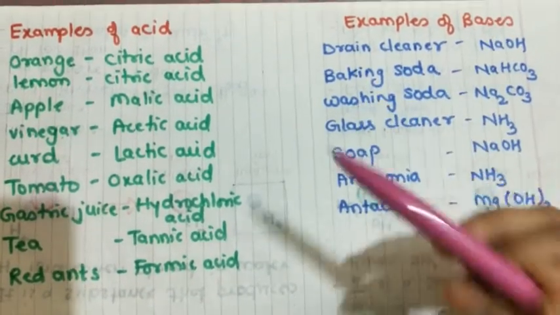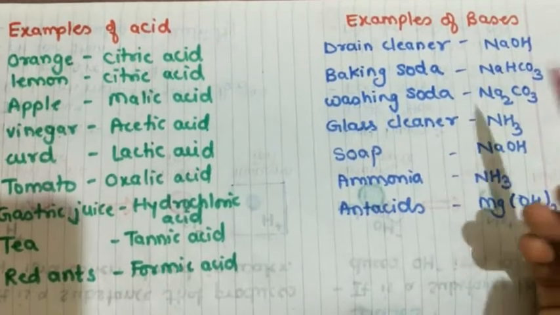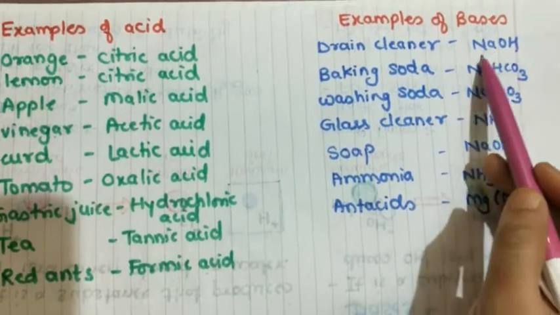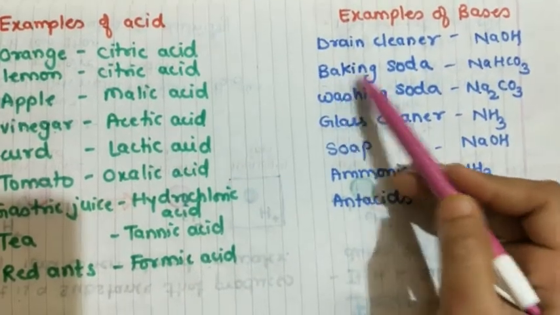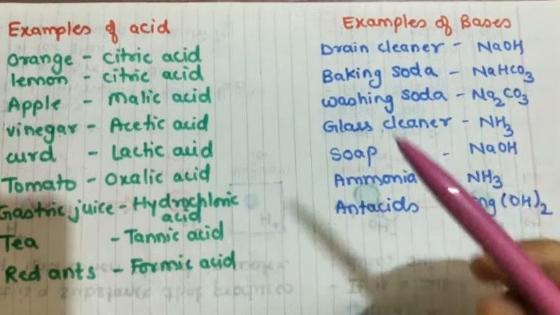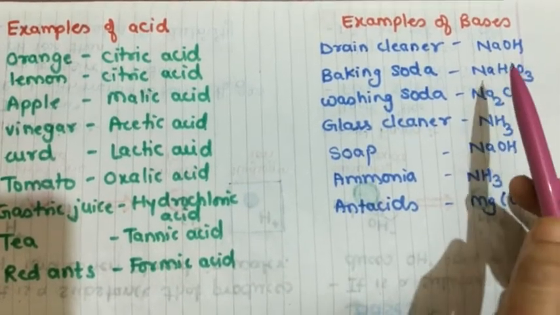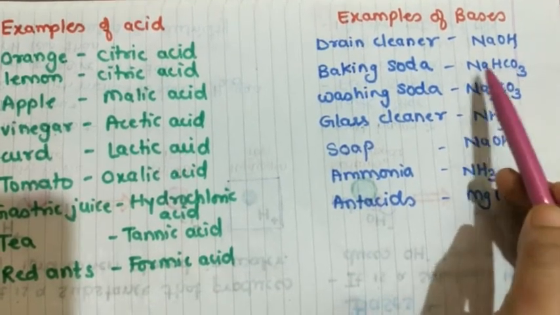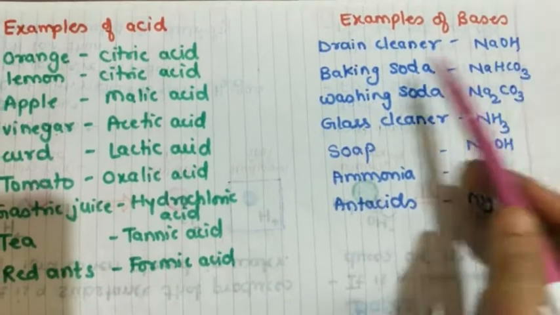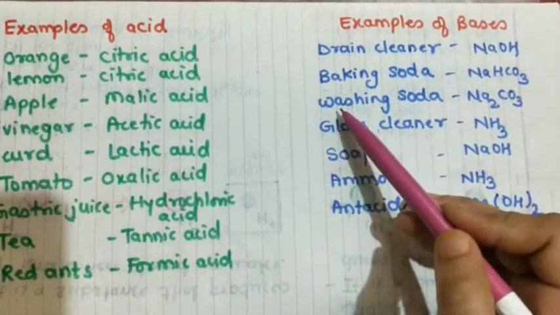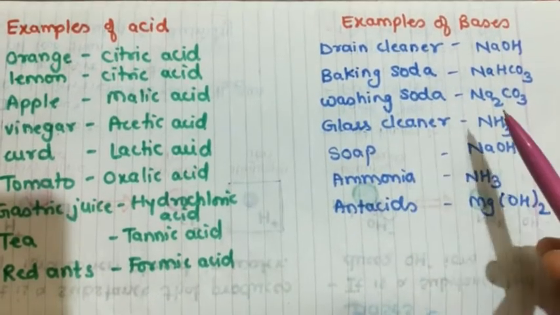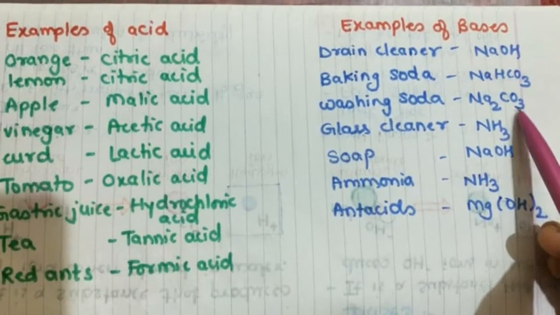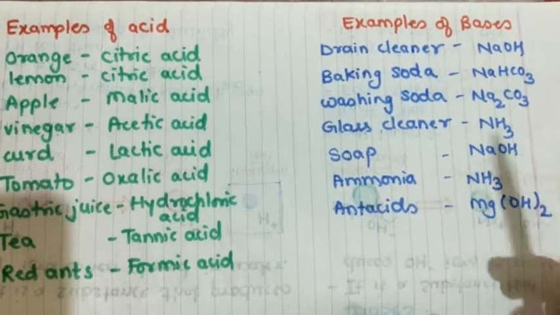Examples of bases. Generally they are found in cleaning products. For example, drain cleaner contains NaOH, that is sodium hydroxide. Baking soda, which we use in our kitchen day to day, has the presence of CO3, carbonate; we call it sodium bicarbonate, and we use it for baking. Washing soda is also used for cleaning, that is sodium carbonate, Na2CO3.